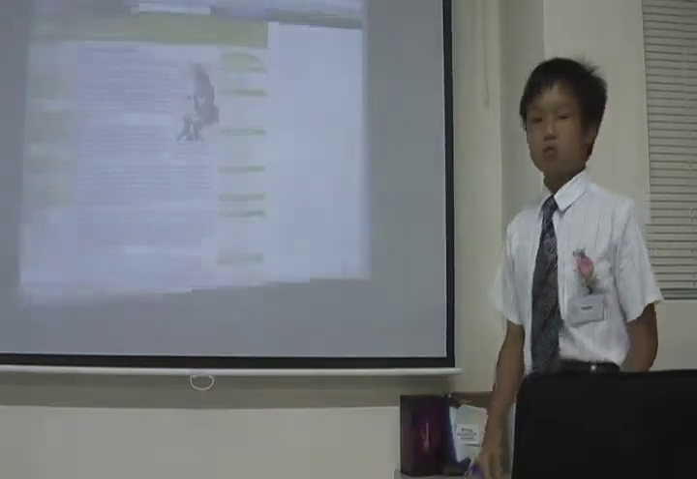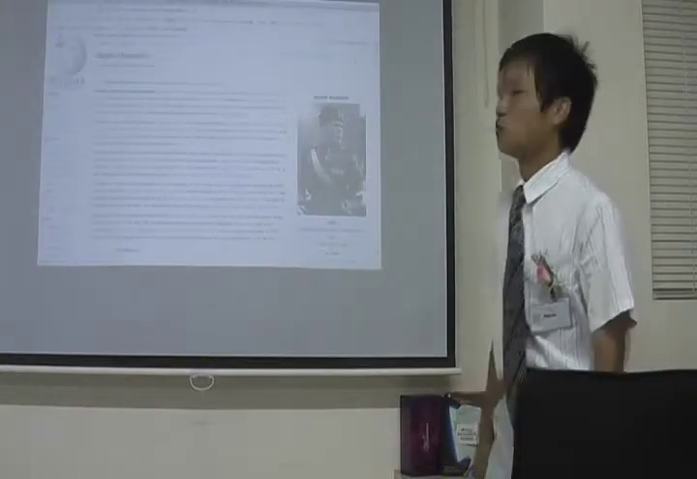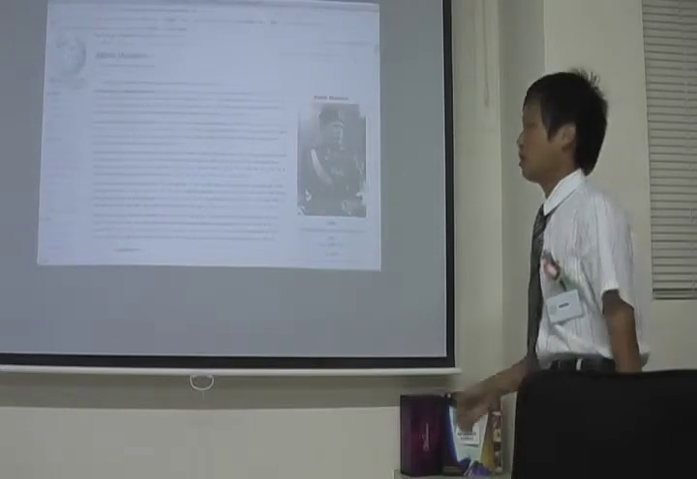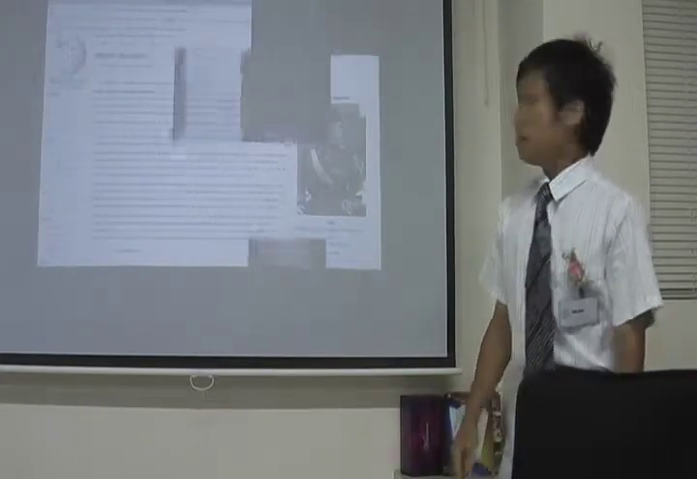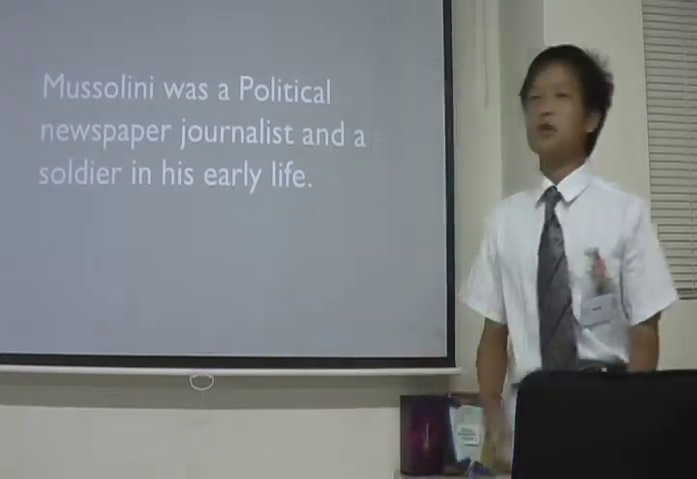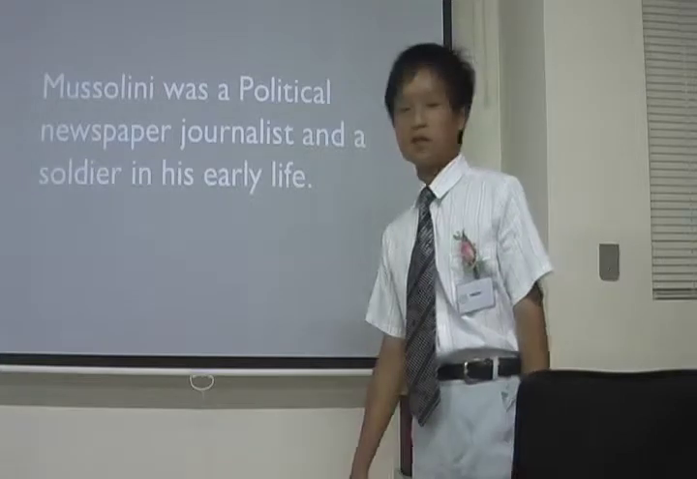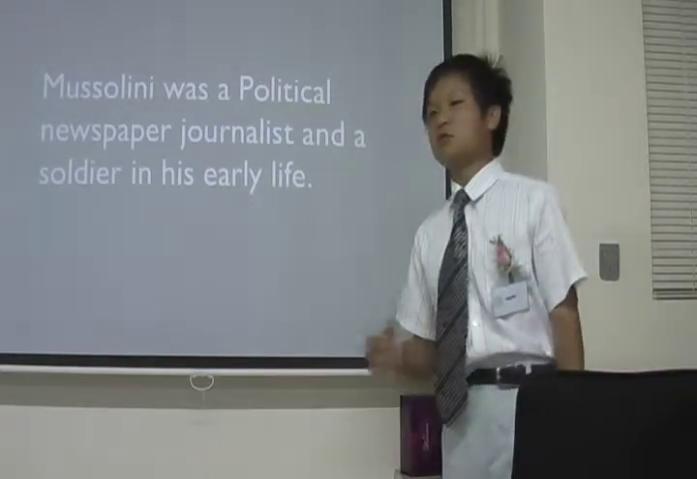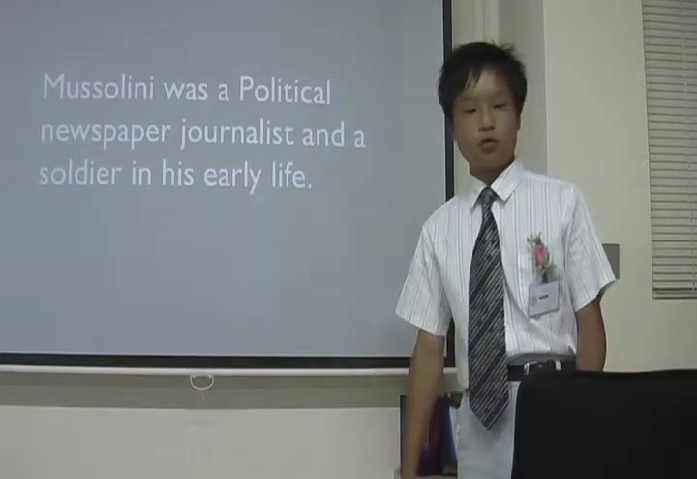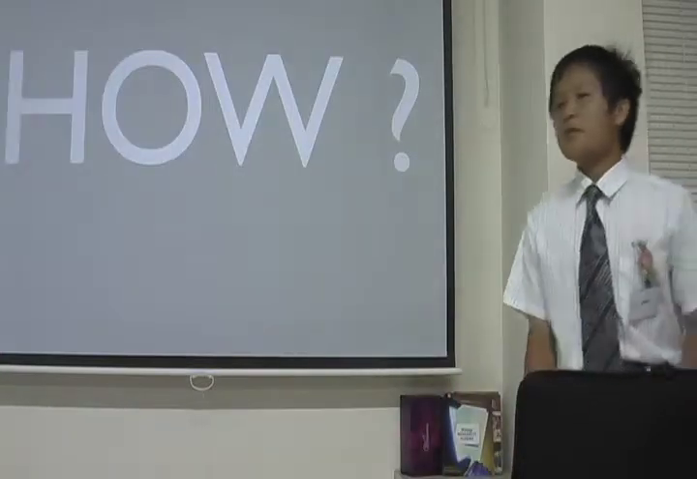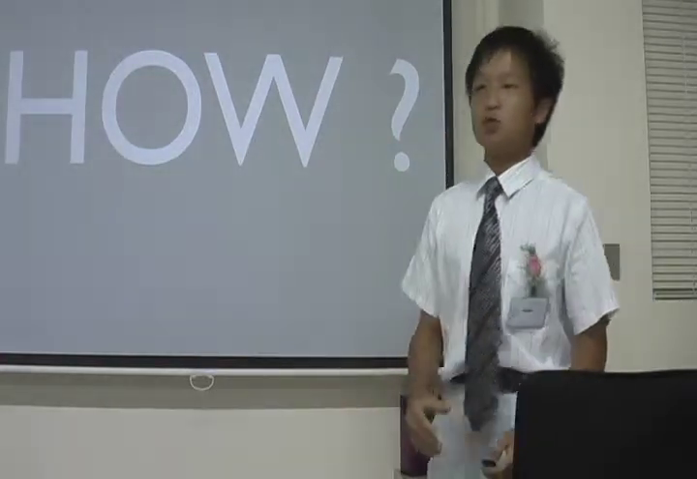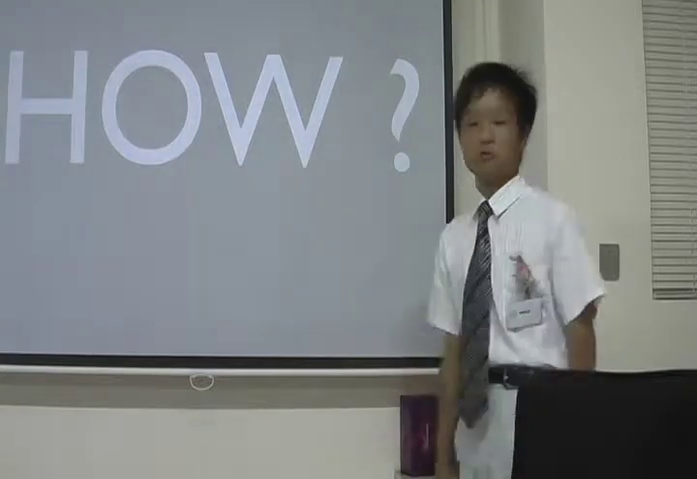So I went to Wikipedia and researched Mussolini, and this one actually told me what he did in his early life. The answer was he was a political newspaper journalist and a soldier in his early life. So after I found this answer, I had to find another part of the answer, which is how. How does being a soldier and a newspaper journalist help him to become a dictator?